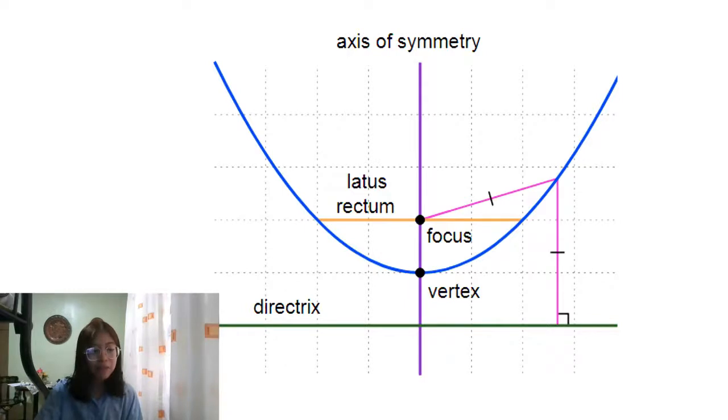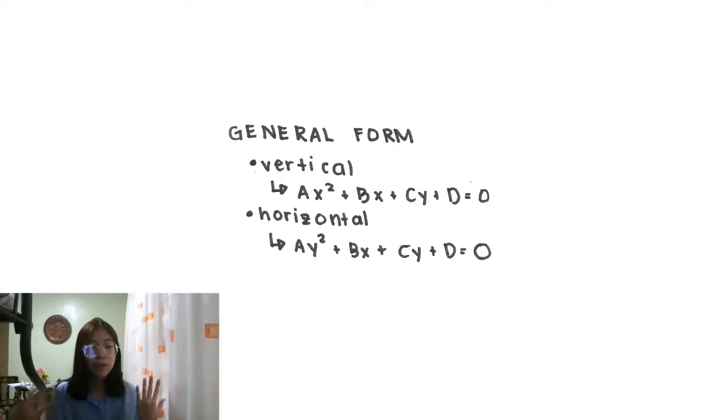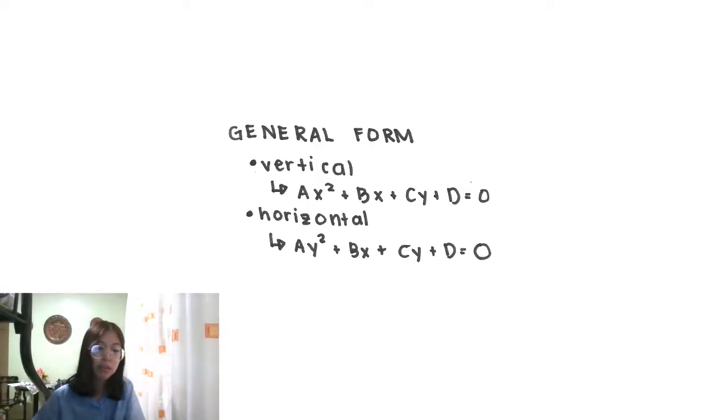And then we have the latus rectum, which is a line segment that passes through the focus and is parallel to the directrix. For the standard equation of the parabola, we have two different kinds, one for vertical and one for horizontal. For vertical, we have (x minus h) quantity squared equals 4p times (y minus k). And for horizontal, we have (y minus k) quantity squared equals 4p times (x minus h). For the general formula of the parabola, we may use ax squared plus bx plus cy plus d equals 0, or ay squared plus bx plus cy plus d equals 0.